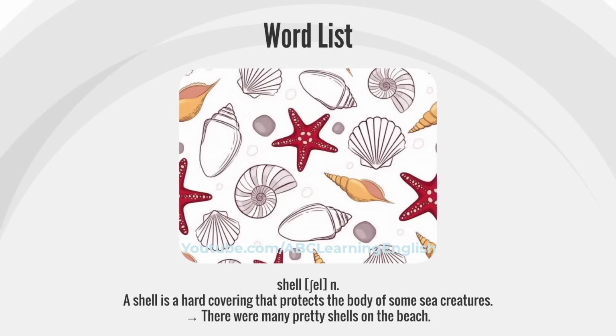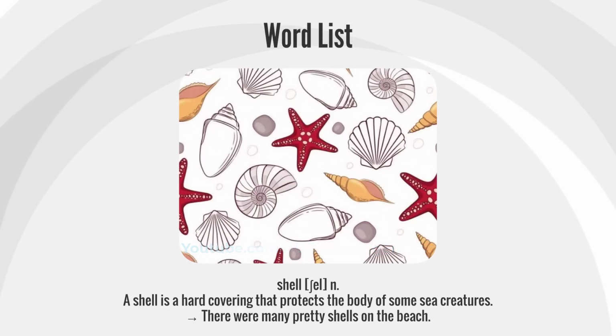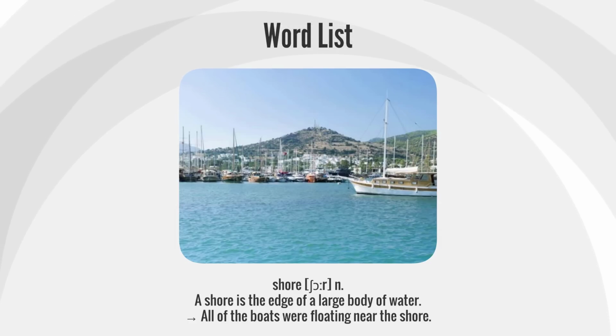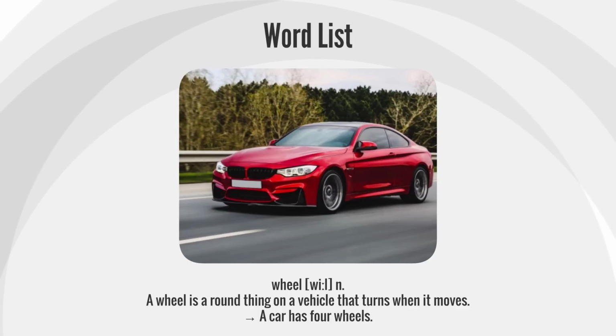Shell. A shell is a hard covering that protects the body of some sea creatures. There were many pretty shells on the beach. Shore. A shore is the edge of a large body of water. All of the boats were floating near the shore. Wheel. A wheel is a round thing on a vehicle that turns when it moves. A car has 4 wheels.